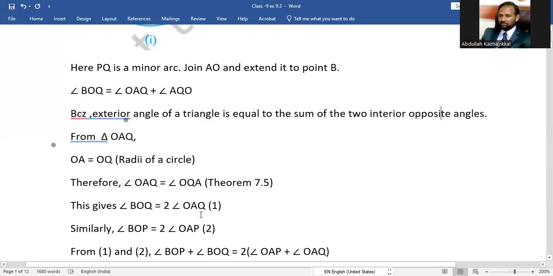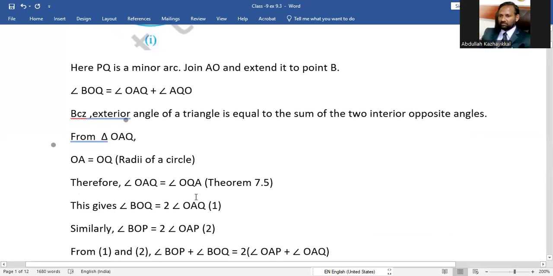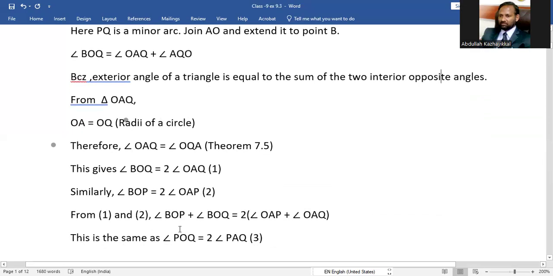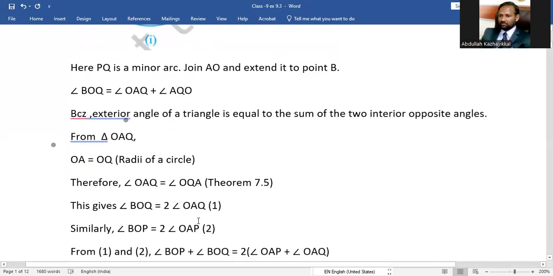Similarly, we can say angle BOP is 2 times OAP. From that we can add: BOP plus BOQ, that means 2 OAP plus 2 OAQ. That means angle POQ is equal to 2 times angle PAQ.